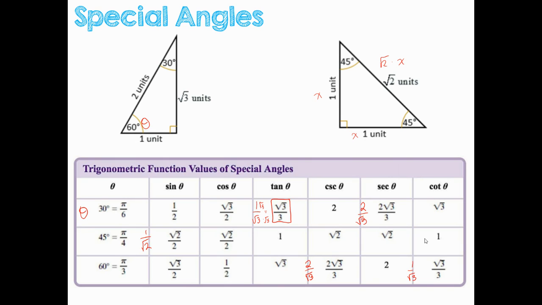So this is a lot of information to give you at once, and we'll be working with 30, 45, and 60 a lot this chapter, and eventually this will be memorized. But if you ever get stuck, you can always draw the triangles to help you, as long as you remember what a 30, 60, 90 triangle looks like and what a 45, 45, 90 looks like, and how to find those measurements.